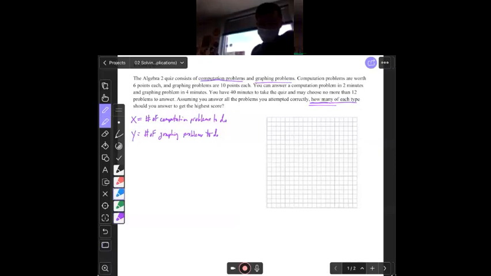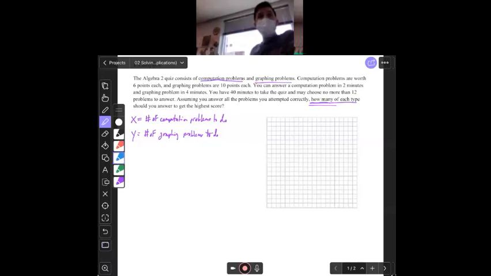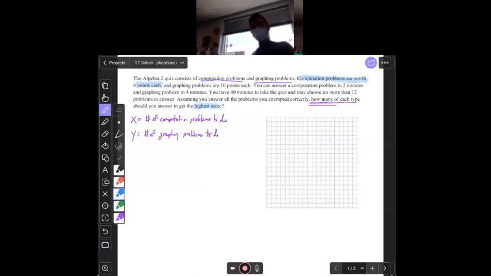Next thing I want to do is write my objective function, okay? What's an equation that I can write that deals with the overall objective of getting this highest score? So I need to think about how we get points, right? If we want to get a score, we need to talk about points. And it talks about that the computation problems are worth 6 points each. When we see a word like each that says I need to take 6 points times however many computation problems I'm going to do. Well, how many computation problems am I going to do? Right? Well, right now it's just x problems. We don't have a value for that. So 6x will be how many points I have for all my computation problems.